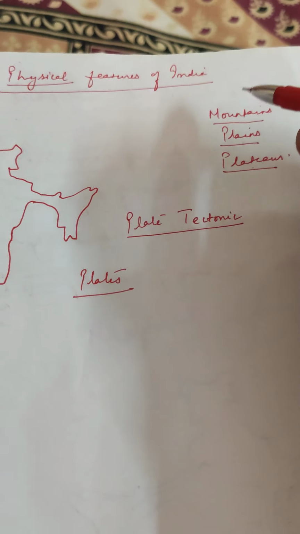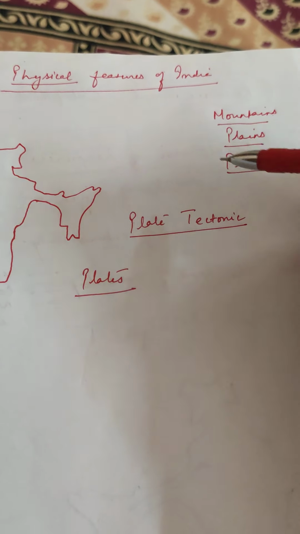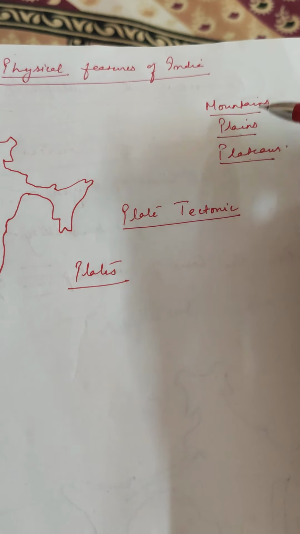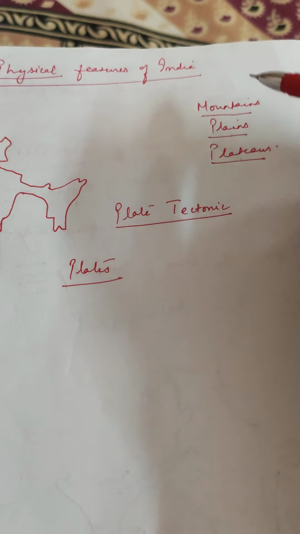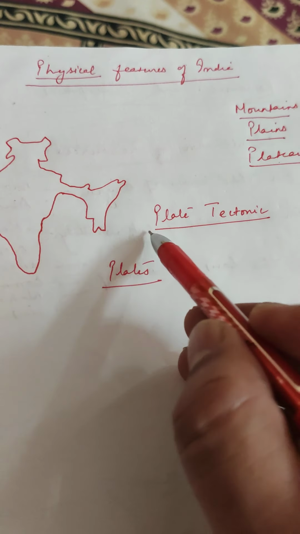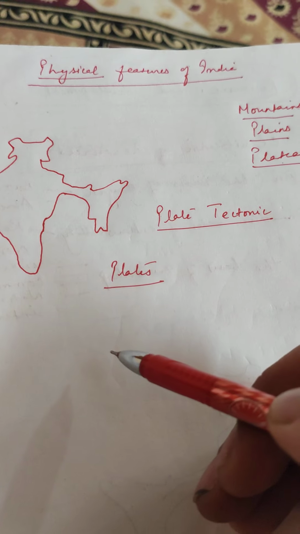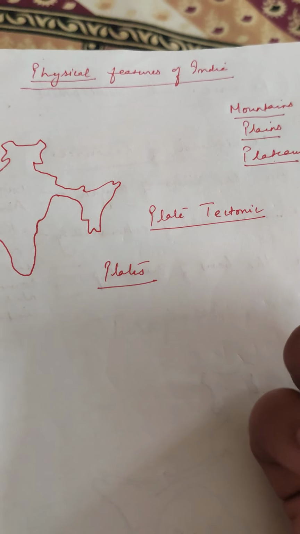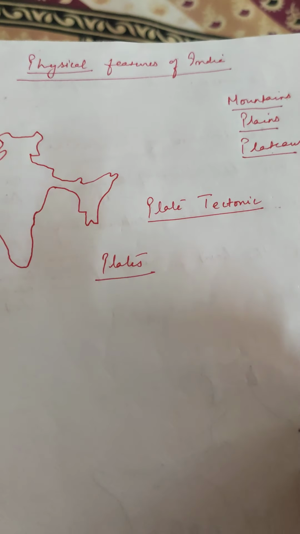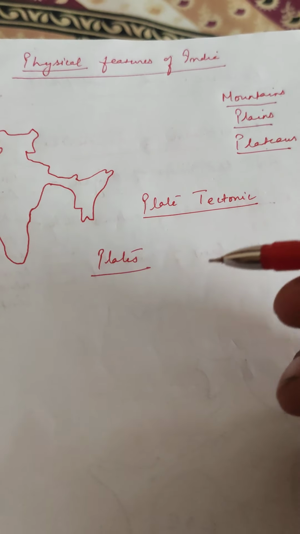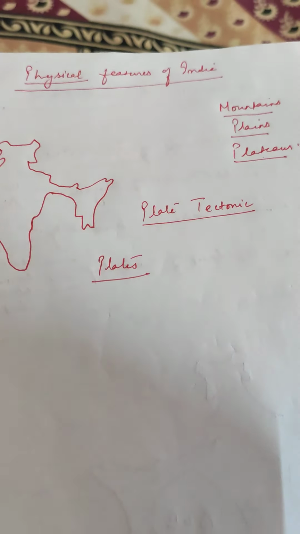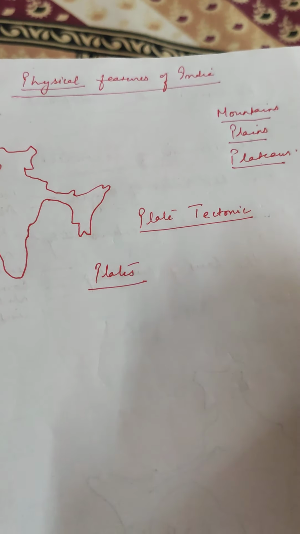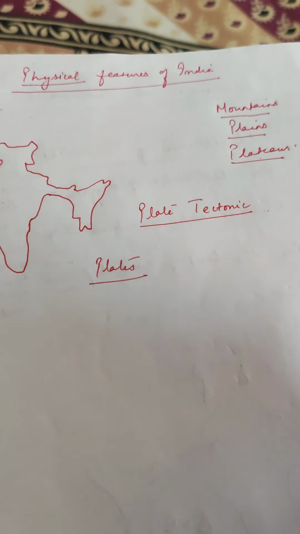Now to understand this topic, it is very important for us to understand how these landforms have been formed, and for this we will have to understand the theory of plate tectonics. Now what are plates? It is said that the surface of the earth is broken into 7 major and minor plates, and these plates comprise the oceanic and the continental crust that we see today.